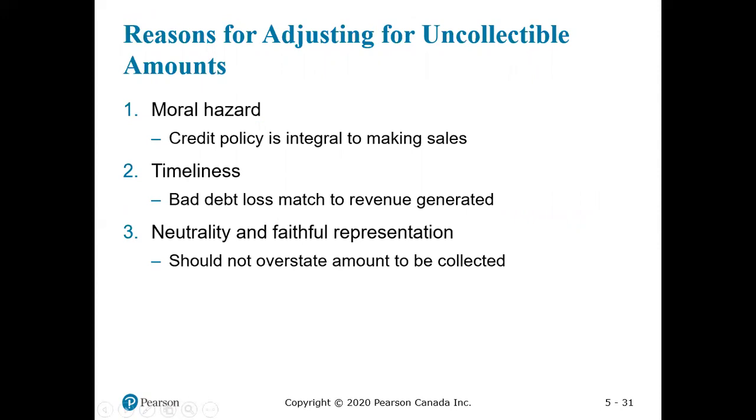So reasons for adjusting for uncollectible amounts: moral hazard, so credit policy is integral to making sales. Timeliness, so bad debt loss matches the revenue that is generated. And neutrality and faithful representation, so you should not be overstating the amount that's actually going to be collected.